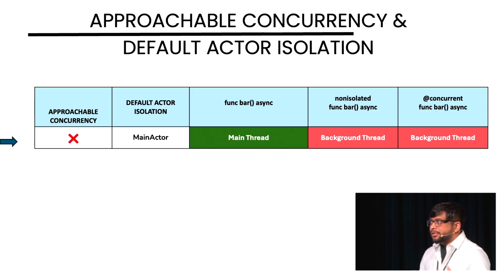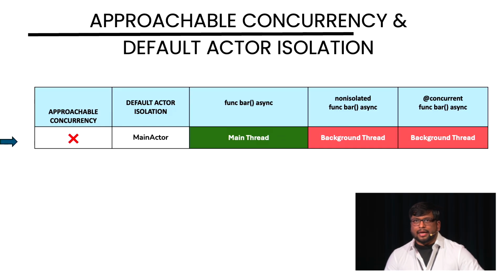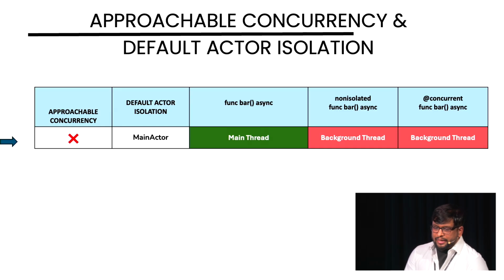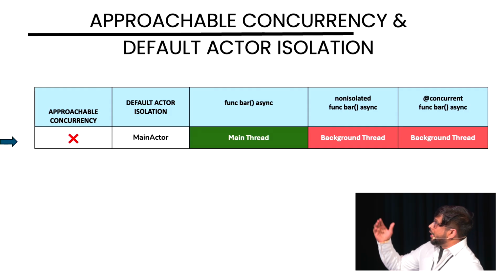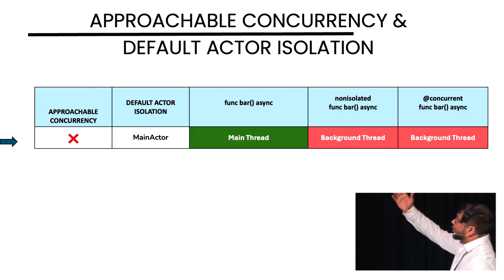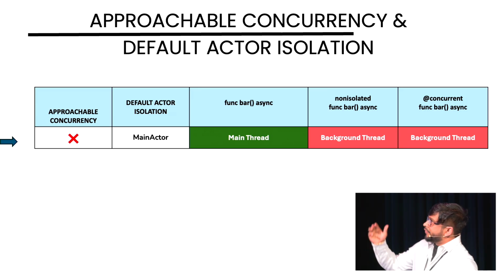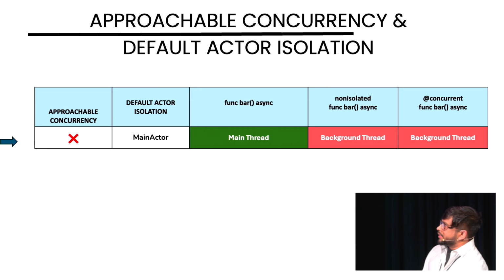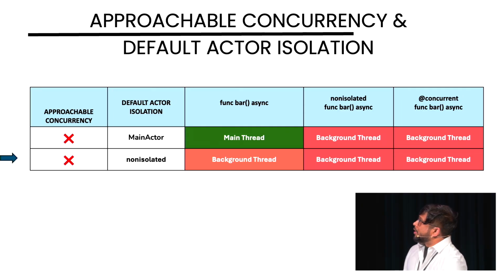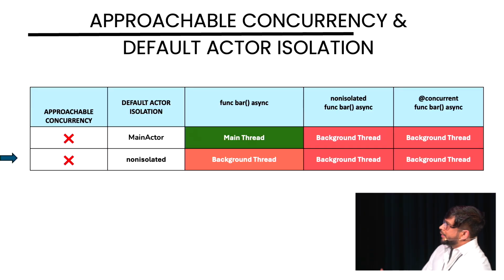So this table is crucial. We have approachable concurrency and also default actor isolation. We have three different methods: a normal async function, a nonisolated async function, and a concurrent async function. When you set No for approachable concurrency and default actor isolation is main actor, the first function will run on the main thread. And if you make the default actor isolation nonisolated, it will run on the background thread.